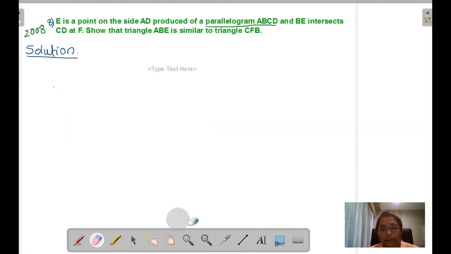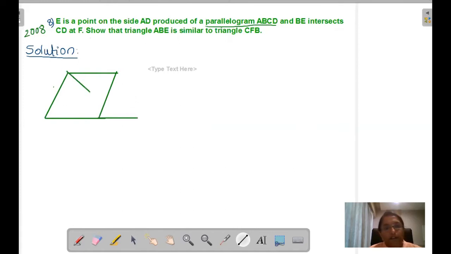I'll draw it again neatly. So here one parallelogram is there. It is produced and these two are joined, right? So now it is clear. This is A, B, C, D, E. Okay, this will be F, at F, CD at F.